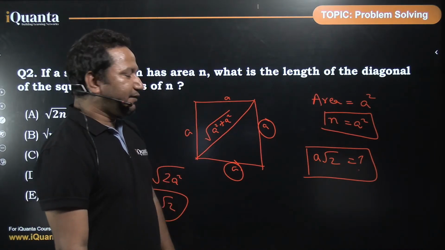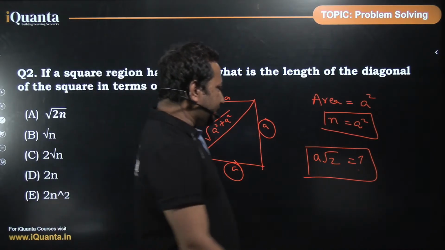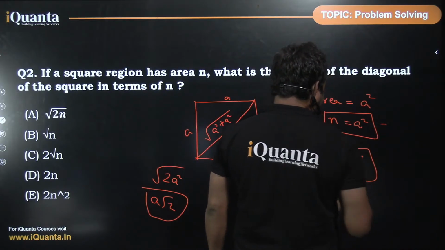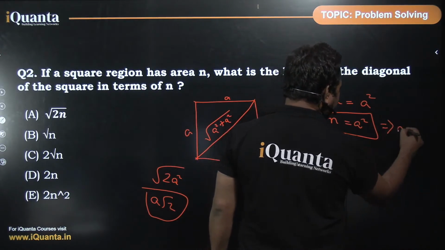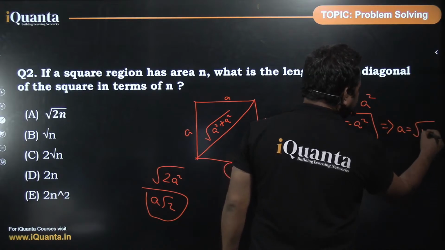All right. From the first statement, I can say that a is equal to the positive square root of n.